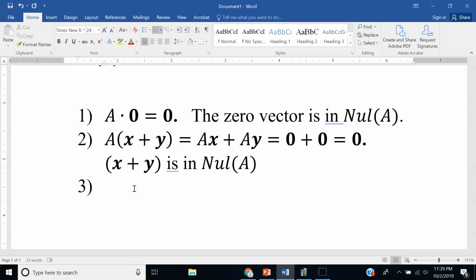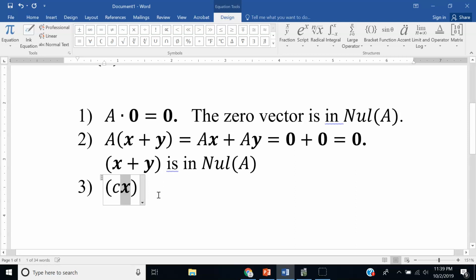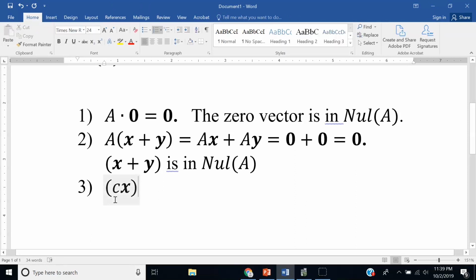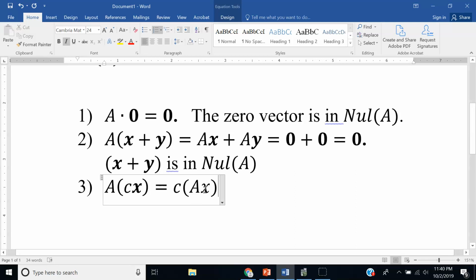Now, what's the third property? The third property is we need to be closed under scalar multiplication. So we need to take an arbitrary vector, we'll call it x, and multiply it by a scalar, and see if an arbitrary scalar times a vector will also be in the null space. This one, all we have to do is multiply by A. Again, because of the properties of matrix multiplication, I can take the c out front.